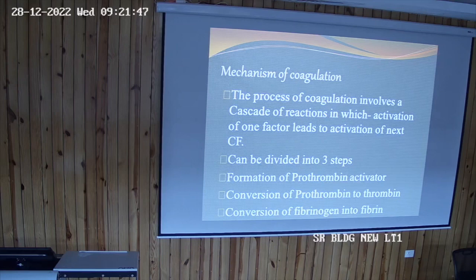Okay. Story of intrinsic mechanism is when there is injury or trauma to the blood itself or to the vessel. Okay. When we are talking of intrinsic, there is involvement of platelet. So that will help us to remember the intrinsic mechanism starts with factor 12. That factor has to get activated.